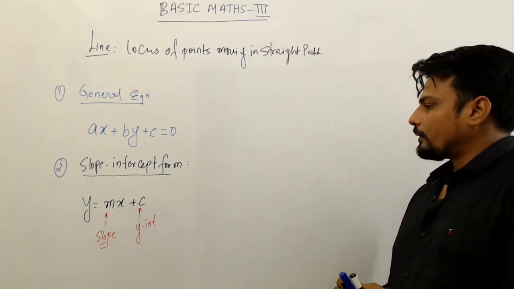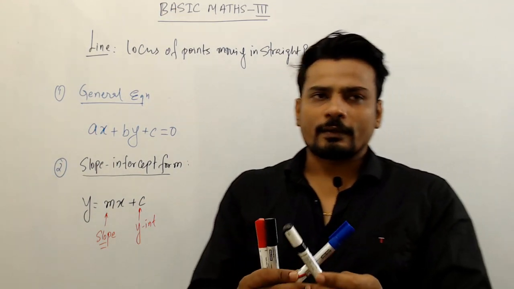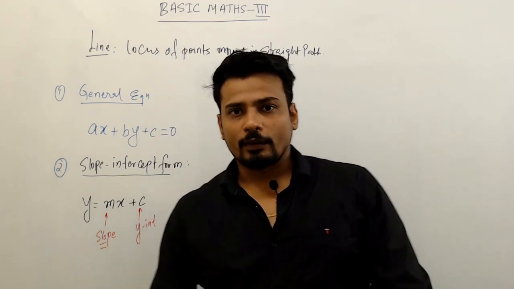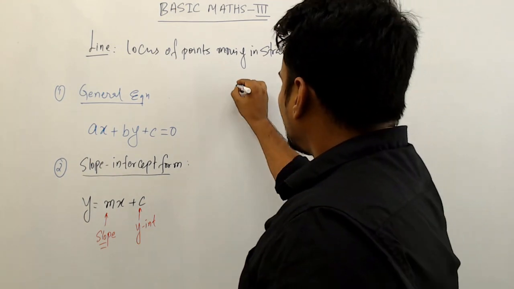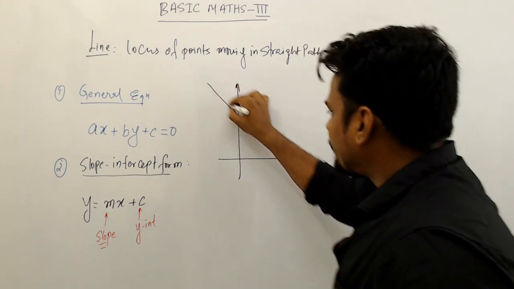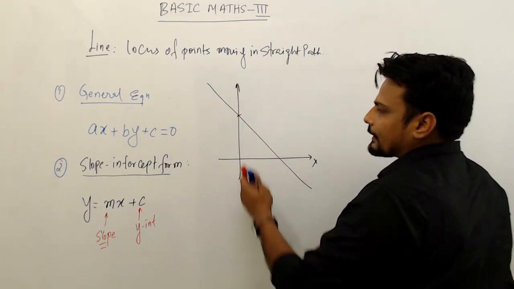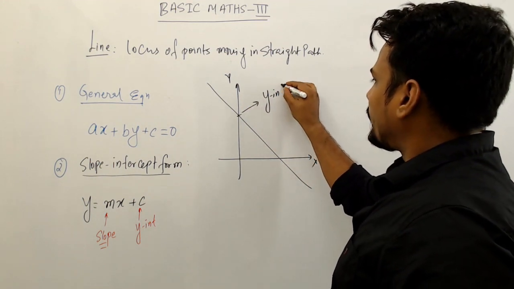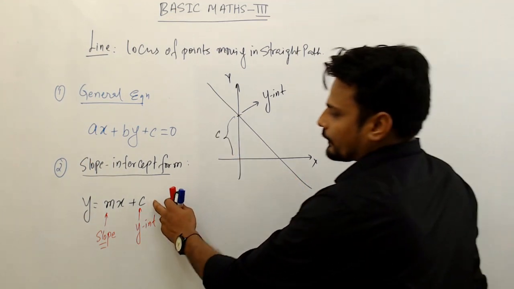Now you might be wondering, what is the y-intercept and what is the meaning of intercept? Of course, this is called intersection. If something is intersecting, that's called intersection, and the point where it intersects is called the point of intersection, or intercept in simple language. So let me draw your y-axis and your x-axis. If I draw a line like this, this is the point where this line is intersecting the y-axis. So this is called your y-intercept, and this length is your c. That's what c is over here.